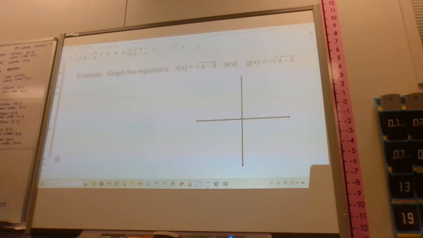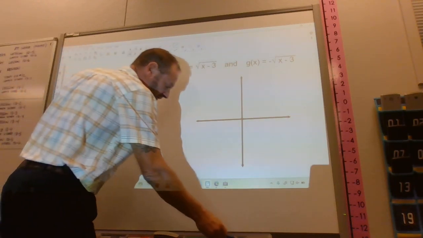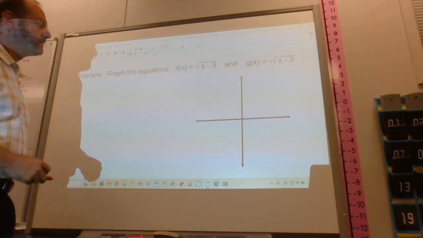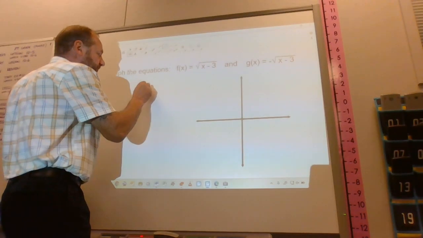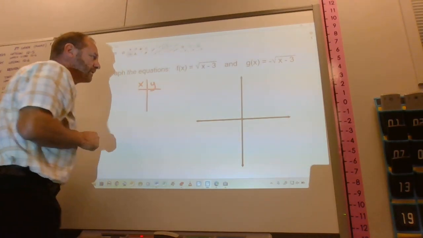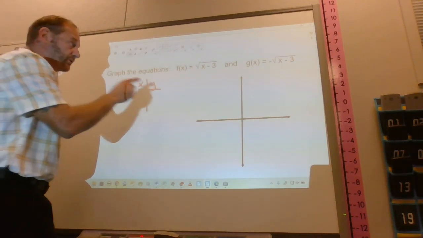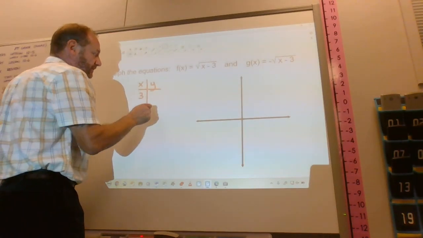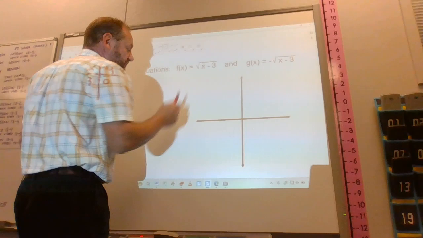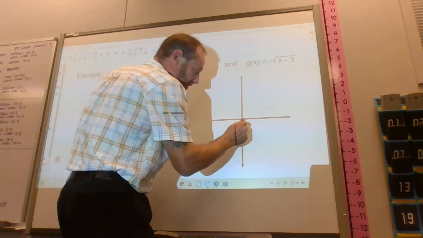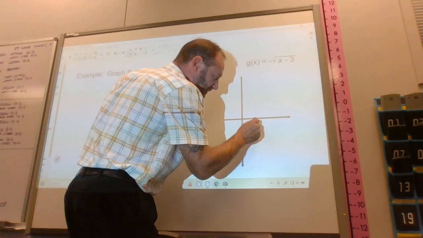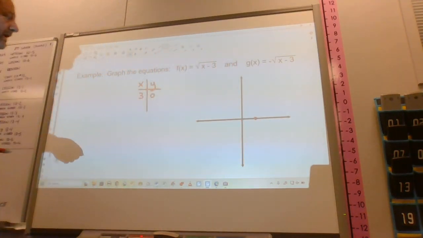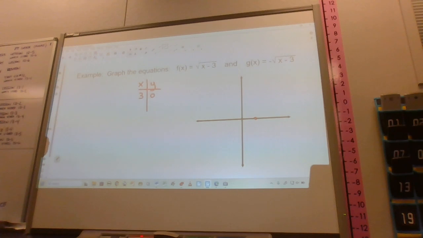Graph the equations. F of x is the square root of x minus 3, and g of x is the negative square root of x minus 3. So if we look at these other graphs, let's just make a table. Remember, I can't square root a negative number, so the smallest number I can put in here is 3, and I'm going to get out 0, because 3 minus 3 is 0, and the square root of that is 0. So at 3, I'm going to get 0. That's 1, 2, 3. It's really hard to see this graph on the projector here, but I'm going to get out that number right there.